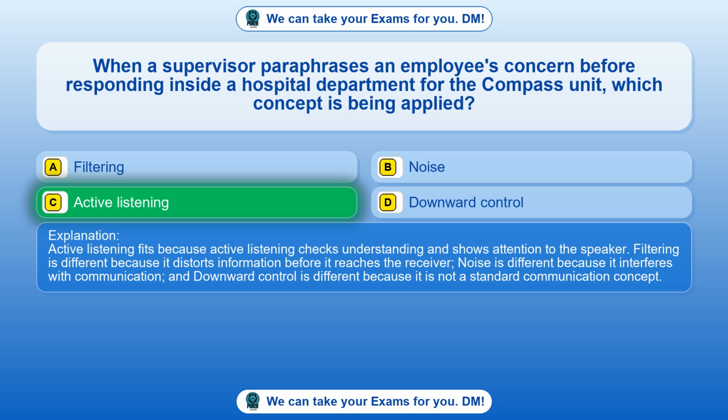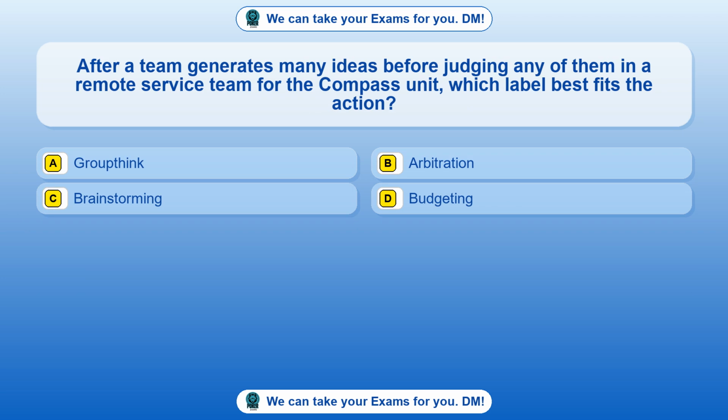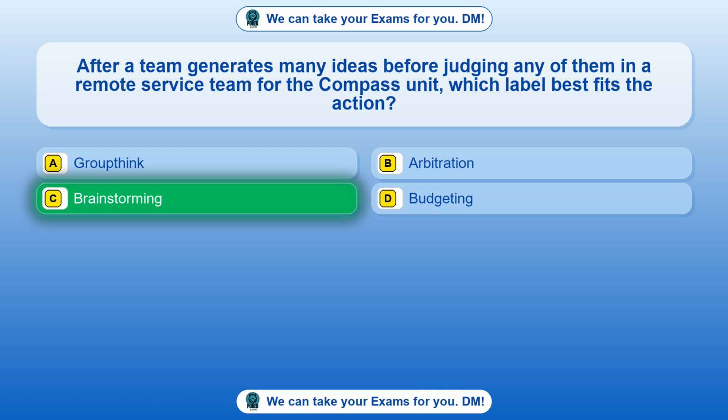Question 10. After a team generates many ideas before judging any of them in a remote service team for the compass unit, which label best fits the action? Option A, groupthink. Option B, arbitration. Option C, brainstorming. Option D, budgeting. The correct answer is option C, brainstorming.